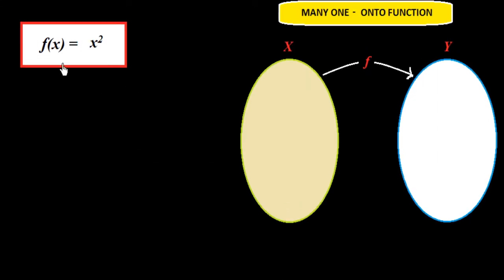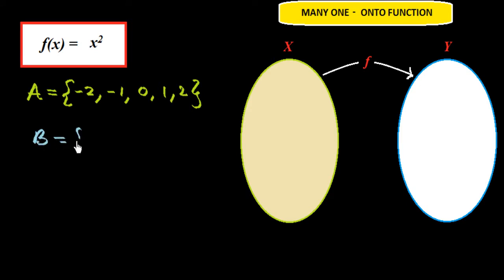We are taking an example of f of x is equal to x square. Here I am taking a set A which is minus 2, minus 1, 0, 1 and 2. Set B we are taking 0, 1, 4. So we have taken two sets, set A and set B. If I put x is equal to minus 2 in this function, f of x is equal to x square, see what happens here. Now we put these values minus 2, minus 1, 0, 1, 2 in this function and we get f of x or the y.